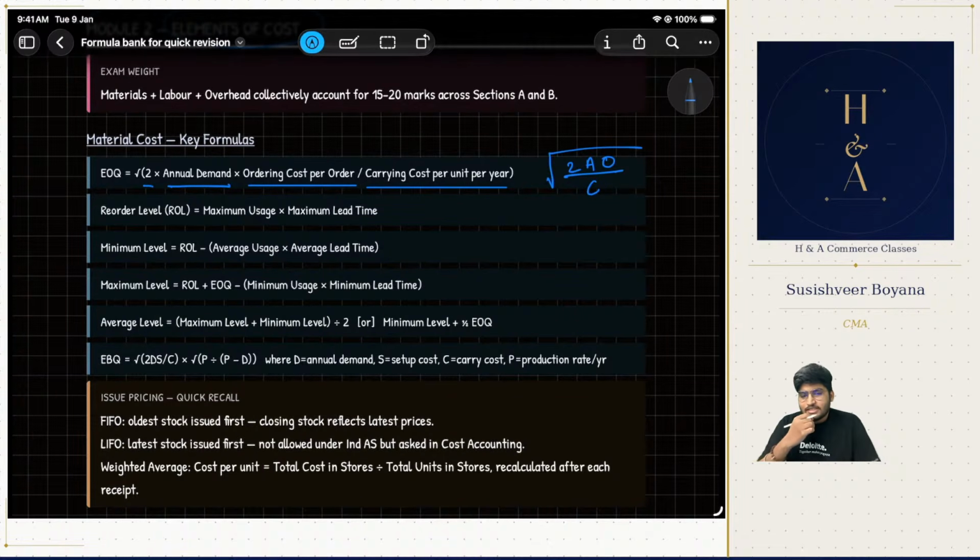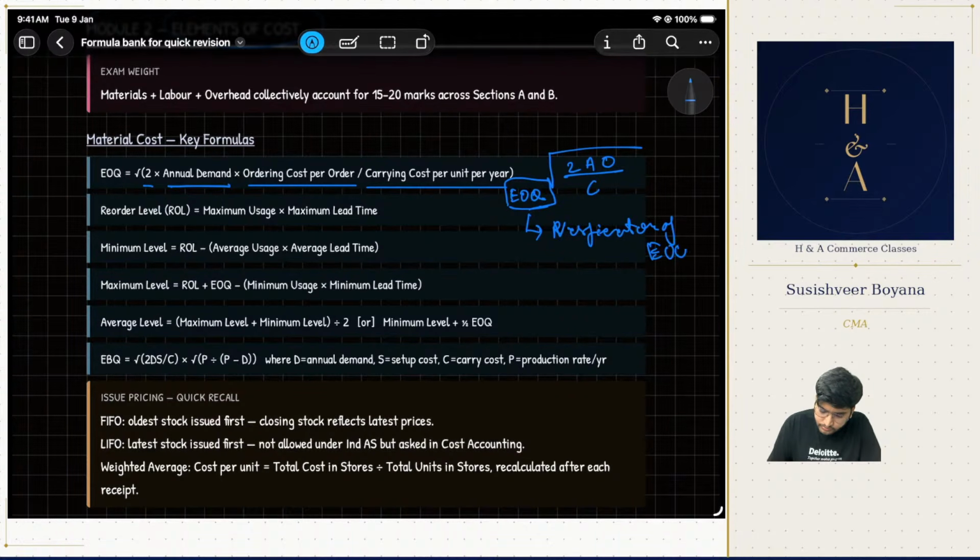Right. Once this is done, you have to understand, whenever you figure out EOQ in the question, right? Since we have a stepwise marking, what you guys can do is you can just write down verification of EOQ and use the EOQ figure to match with the total order cost or total carrying cost. You just multiply it per order or per unit, and you will be able to get it.